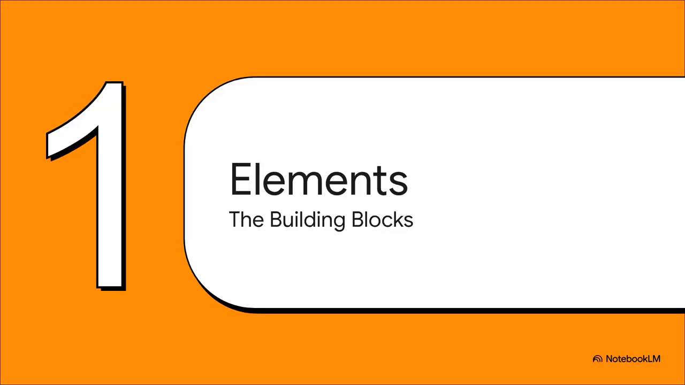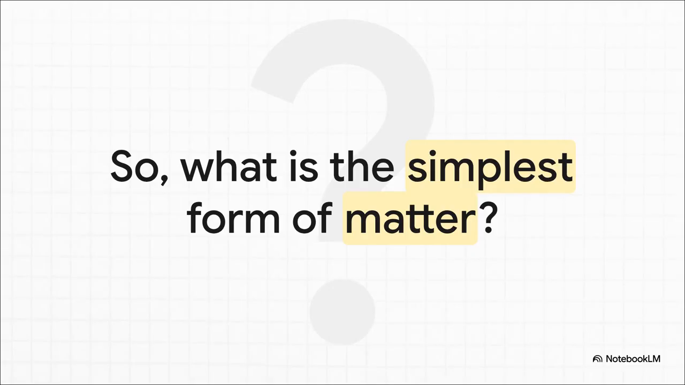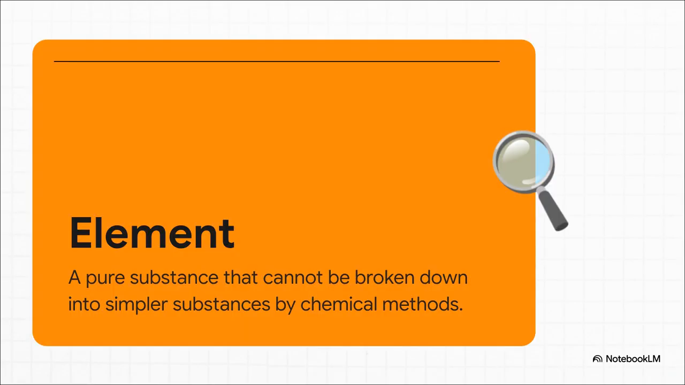Easy. All right, first up, elements, the ultimate building blocks. So let's start with a question. If you could break everything down, I mean everything around you, into its simplest possible form, what would you be left with? That's an element. It's a pure substance that no matter what chemical reaction you throw at it, you can't break it down into anything simpler. It's the end of the line. Think of things like oxygen, or iron, or carbon. They're kind of like the basic Lego bricks of the entire universe.